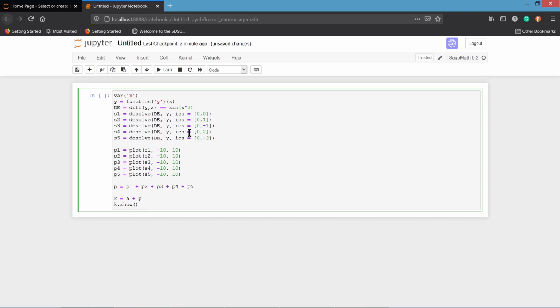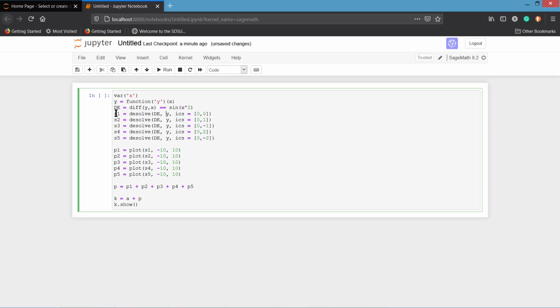Now, our initial value conditions are (0, 0), (0, 1), (0, -1), (0, 2) and (0, -2). So, these are fine. This S1 to S5 holds the particular solutions for these initial value conditions. We have written S1 equal to solve the differential equation dE with dependent variable y and initial value conditions (0, 0).